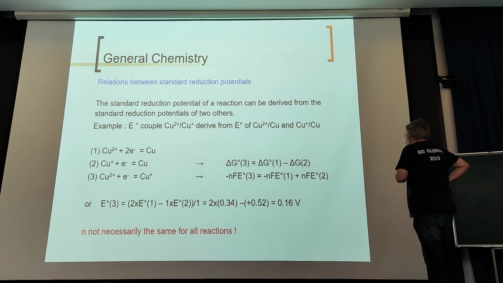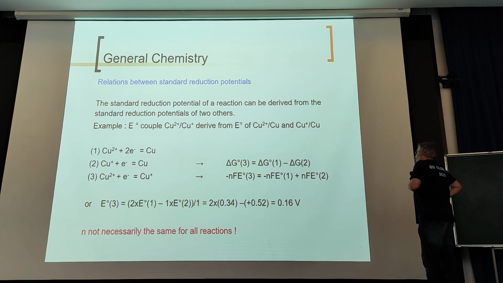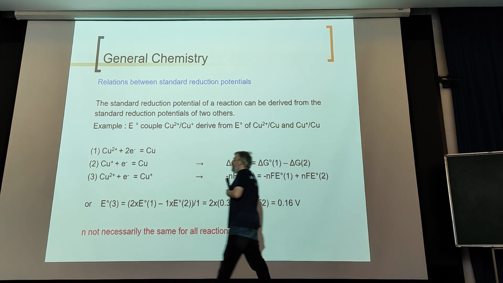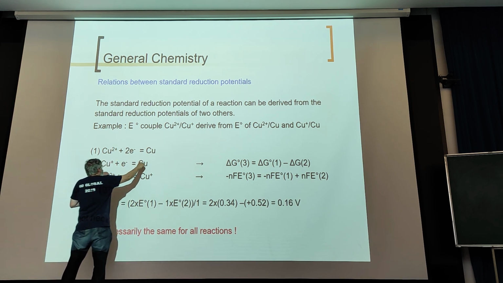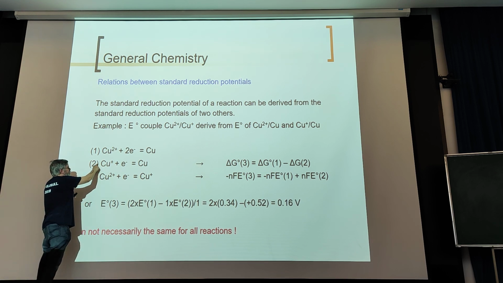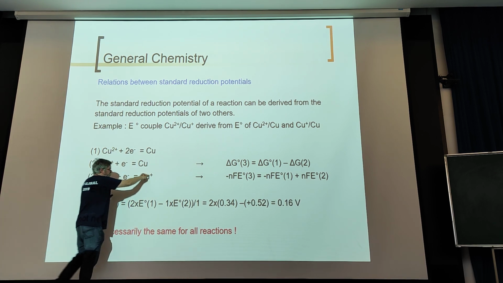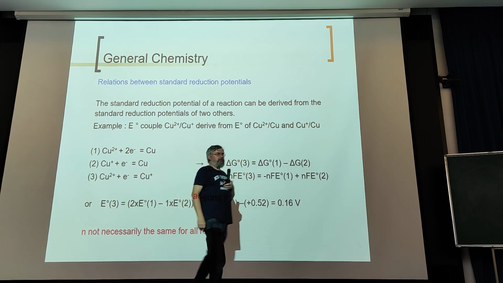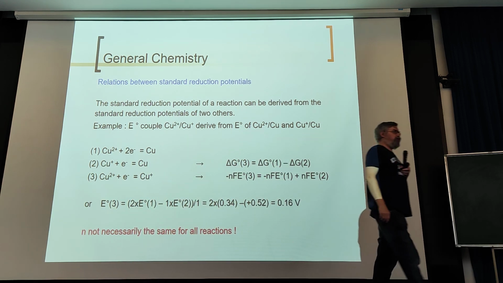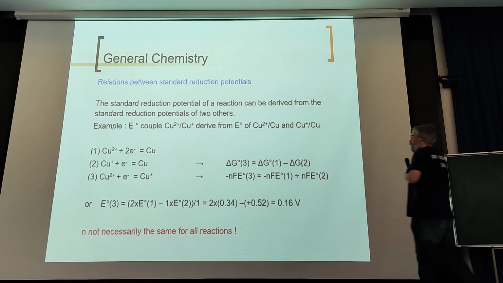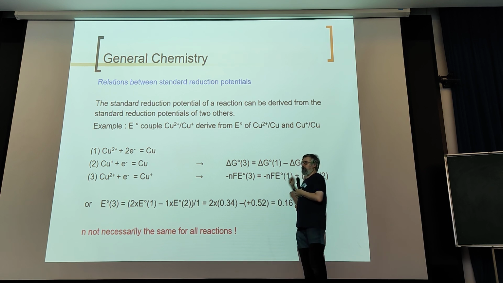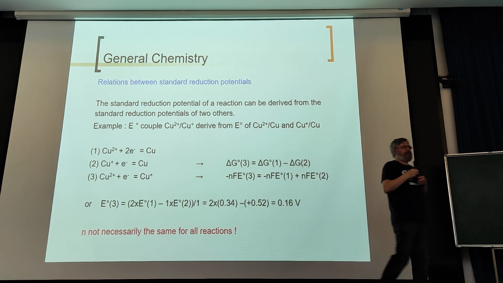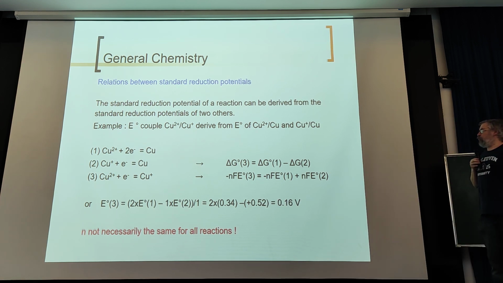And we can see that the third reaction is actually the difference between the two reactions. So if we subtract this, 1 electron goes away, the copper goes away, and this is minus copper 1, so it goes to the other side. So we can do the same thing for the free energy, and we can do the same thing for the potential. So here you see it for the free energy. It's just the third one is the first minus the second, and we know that delta G is minus NFE.